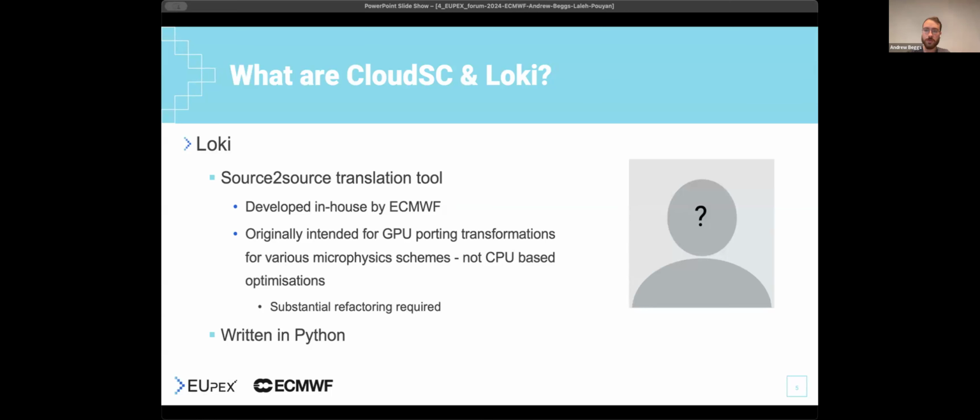However, it's not been used in the way that we're going to talk about it today, where we look at CPU-based optimizations. It was more just used for a pipeline of you start with CPU-based code and you transform it to be GPU-based code. So a lot of effort has gone into refactoring Loki so that it can do these kind of CPU-based transformations. And thankfully, it's written in Python, so it's a little bit easier to work with than Fortran.